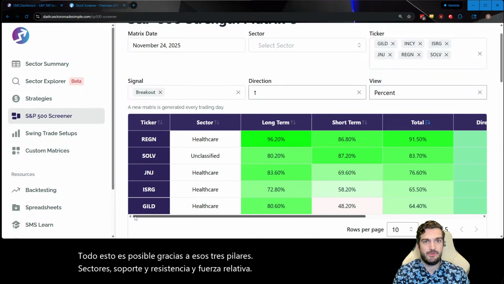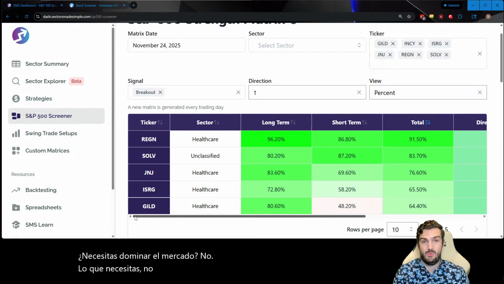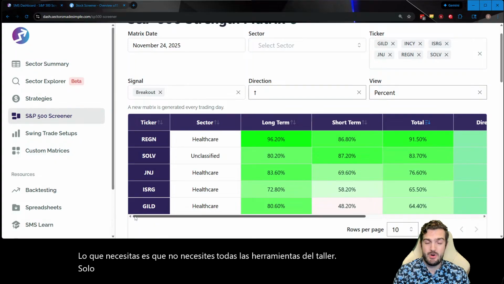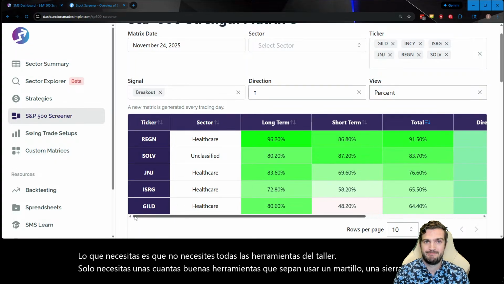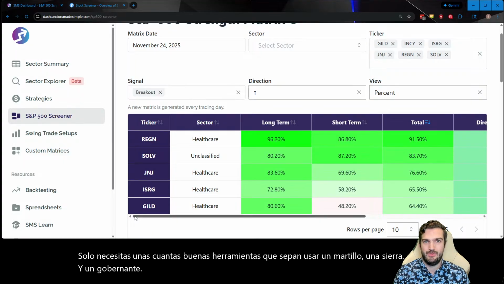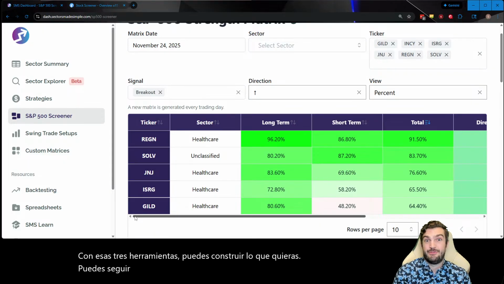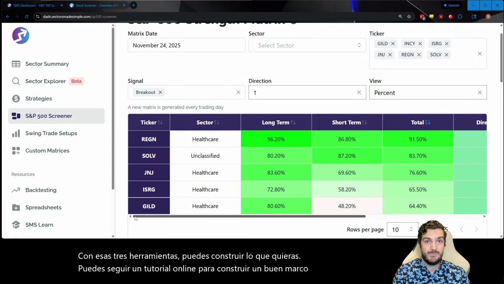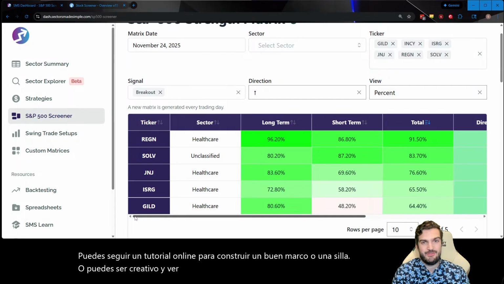Do you need to master the market? No. You don't need every tool in the workshop. All you need are a few good tools that you know how to use: a hammer, a saw, and a ruler. And with those 3 tools, you can build whatever you'd like. You can follow a tutorial online to build a nice frame or a chair, or you can get creative and see where your creativity and the possibilities that are out there can take us.